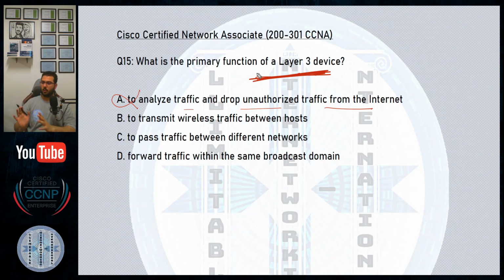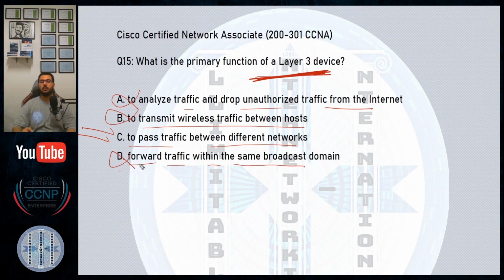When you buy a firewall, and I have talked a lot about that in chapter 5, next generation firewalls, security design in the Cisco Enterprise Core course on this channel. But when we talk about a layer 3 device, the basic idea for a CCNA engineer is to think about the router and the layer 3 switch. That's it. You should not think about firewall now. Leave firewall aside. Okay. To transmit wireless traffic between hosts, no. To pass traffic between different networks, the definite correct answer. And forward traffic within the same broadcast domain, this is a switch. So we can only choose C today for question number 15.